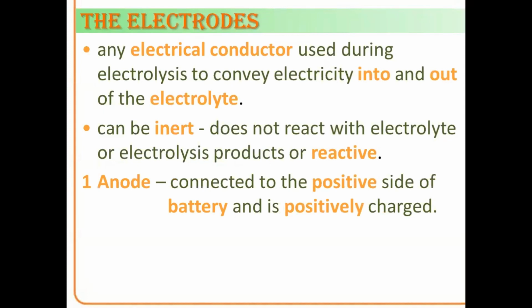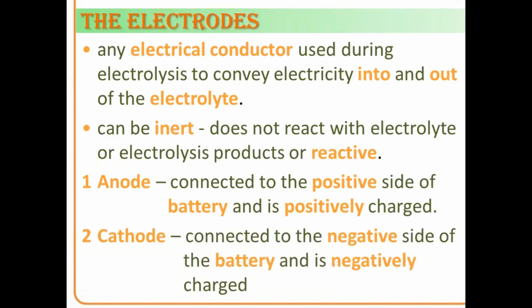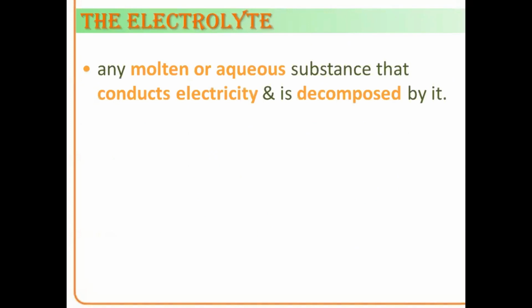Now, two electrodes are available. We have the anode, as mentioned before. It's connected to the positive side and therefore is positively charged, and the cathode, which is connected to the negative side of the battery and is negatively charged.